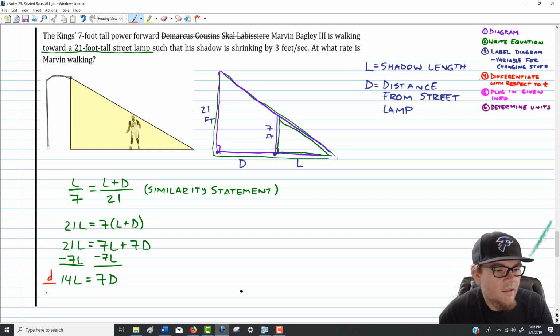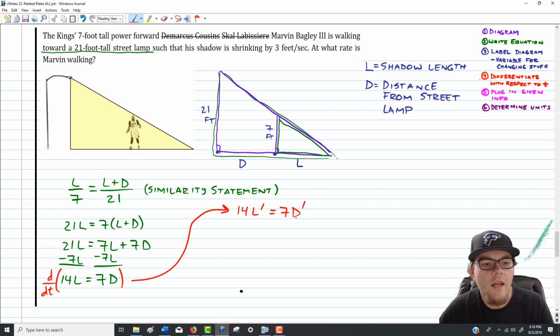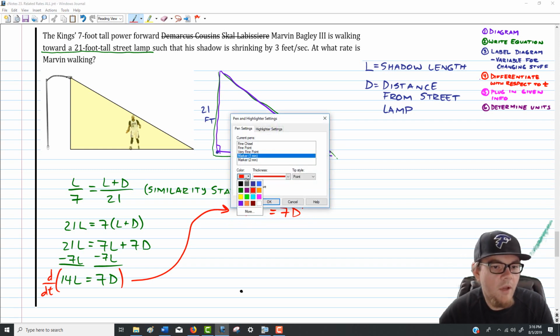So we're ready to take the derivative with respect to t. When we do that, we'll get 14L prime equals 7D prime. And now you're looking at this equation. We could, of course, divide by 7 on both sides, but I'm going to pause for just a second and look at what information we have to plug in here.